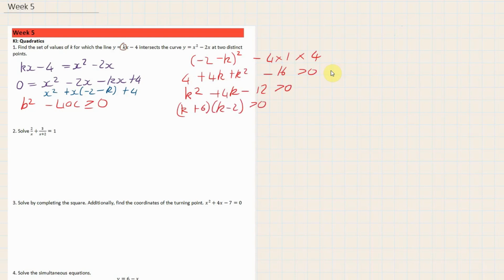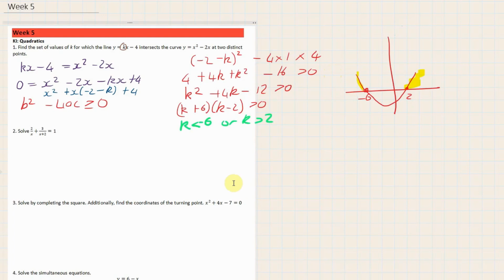Now, let's look at this. If I sketch this, I've got a point here at minus 6, a point here at 2. And I want to know where it's greater than 0. And you can see here and here. So k is less than minus 6, or k is greater than 2. Alright, so there we go.